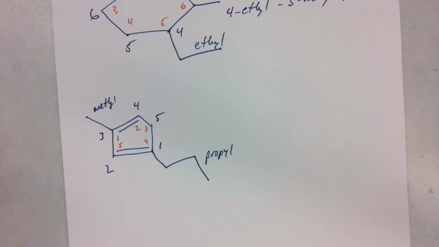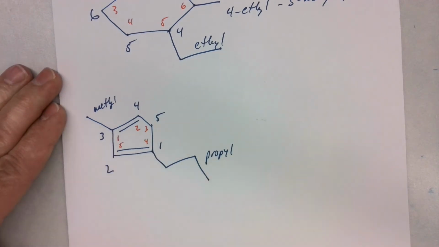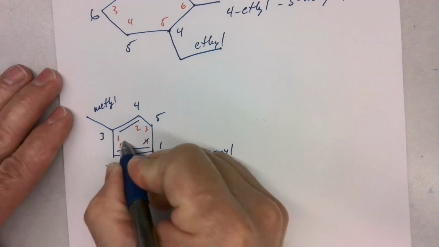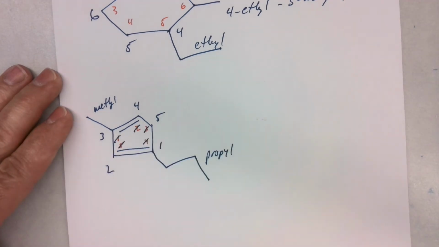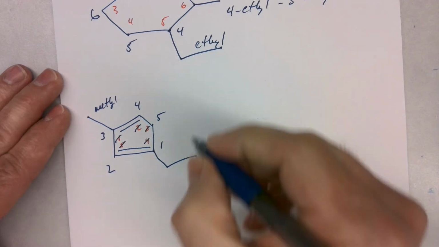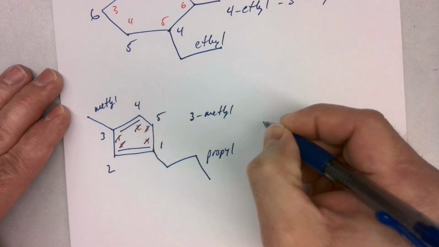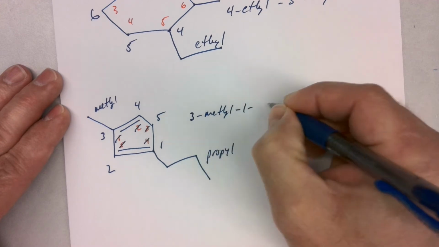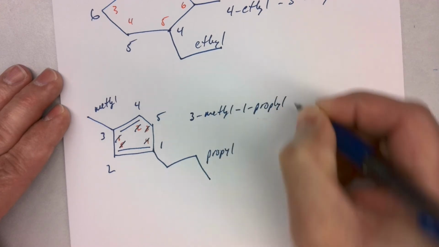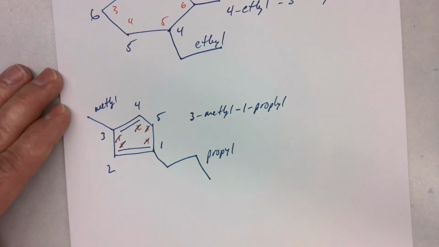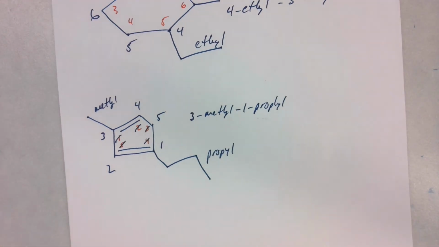Yeah. Now, because I have 2 double bonds, now I have to number them. Okay? So, we're going to go with the blue ones because that gives me my lower total sum, right? So, red's gone, and this is what you're going to have. You're going to have 3-methyl, okay, 1-propyl, right?